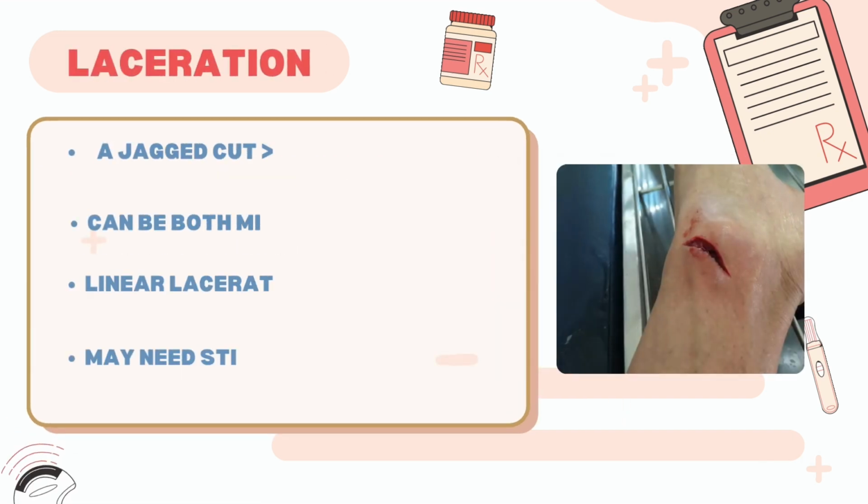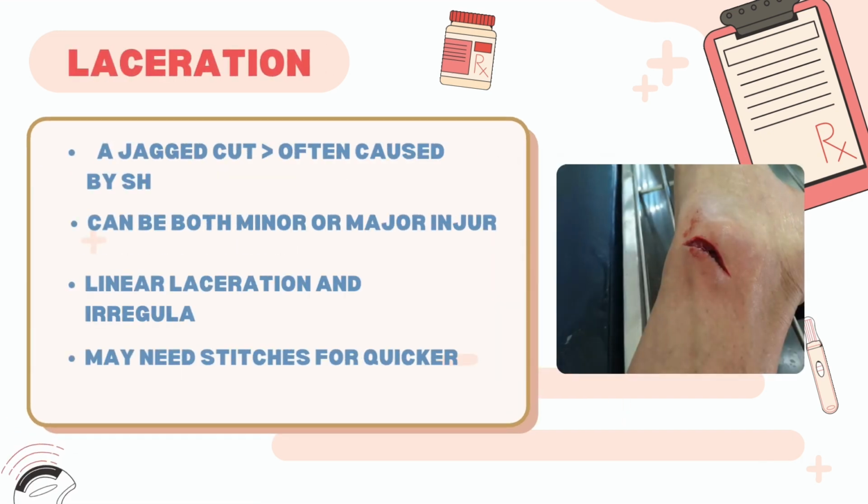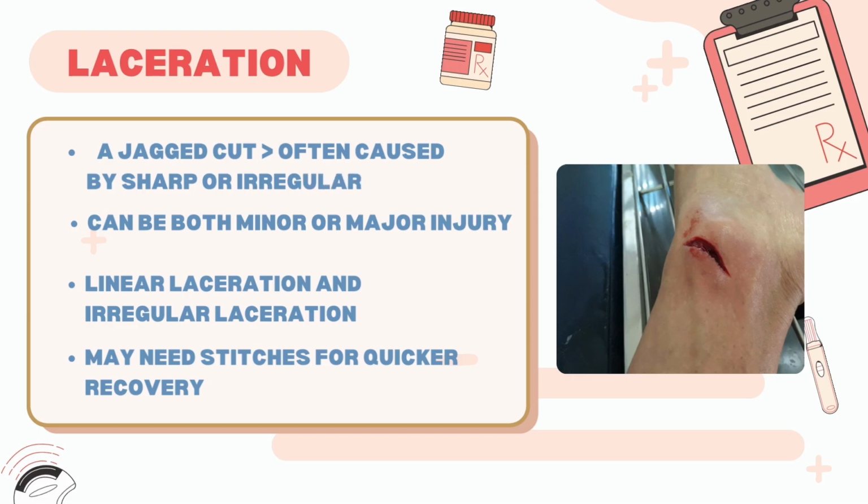The second type of wound that I'm going to explain is laceration. Laceration is often characterized as a jagged cut and often caused by a sharp or irregular shaped object. It can be either a minor or a major injury. It has 2 types, linear laceration and irregular laceration. Laceration wounds may need stitches for quicker recovery.